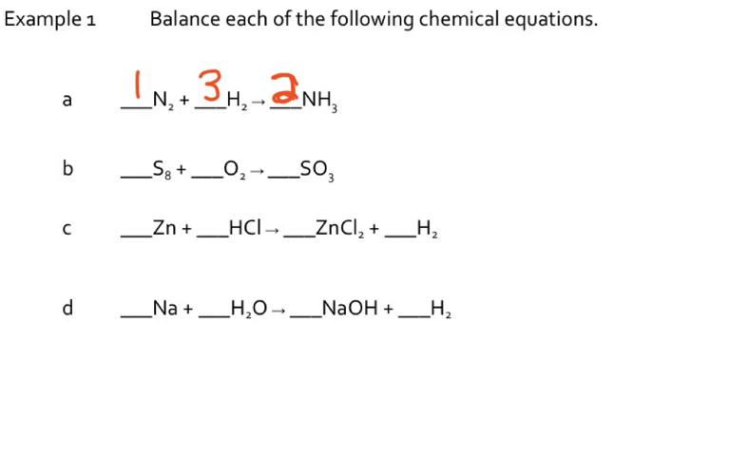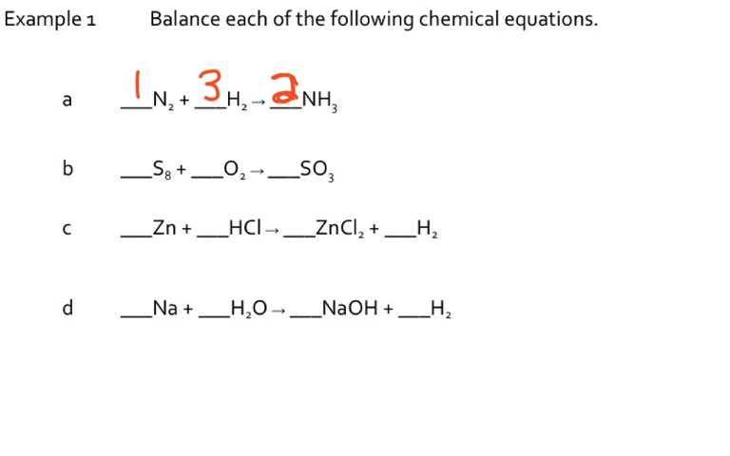In B, if we look for the biggest molecule, you might be tempted to think that it's S8. Well, it is a large molecule. It consists of 8 sulfur atoms, but it's also an element that's by itself. So in the grand scheme of things, it's not quite as big as something like SO3. Even though SO3 has fewer atoms in it, because it's a compound with more than one element, it's easier to balance it off first.